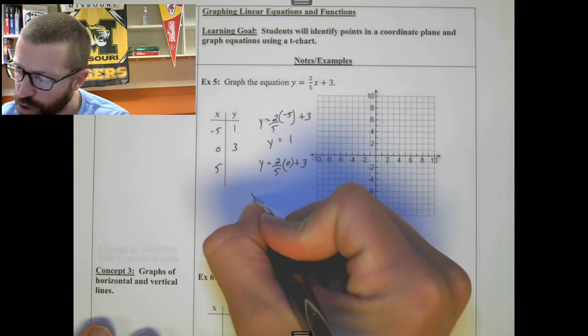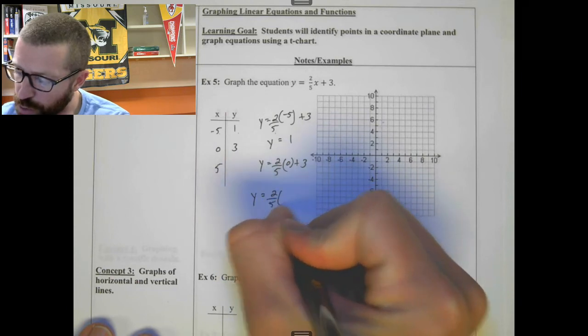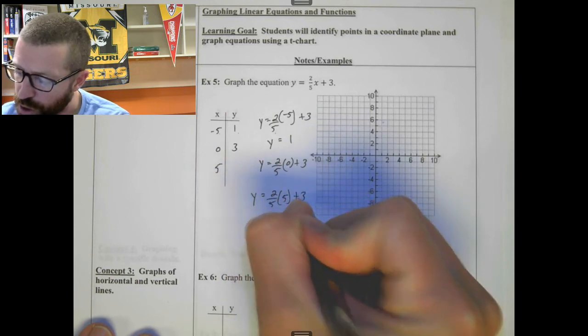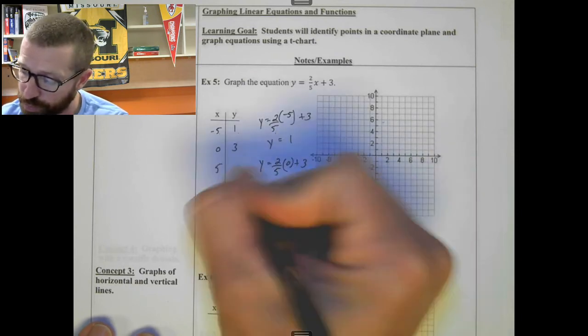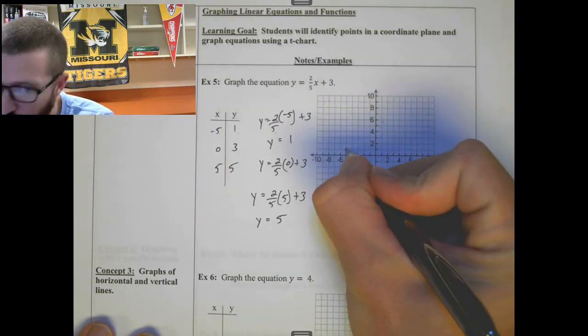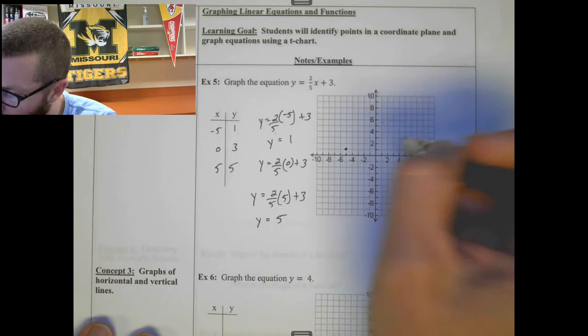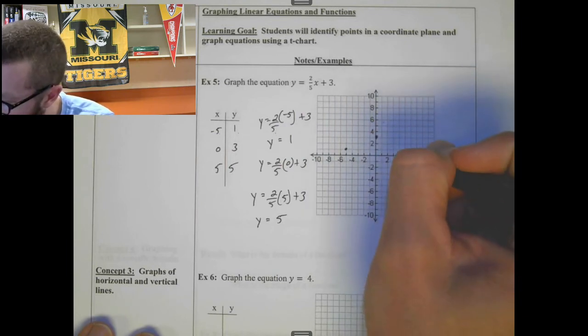So let's see what happens. Y equals 2/5 times 5 plus 3, and sure enough, the 5's cancel, and 2 plus 3 is 5. So I have -5, 1, 0, 3, and 5, 5.